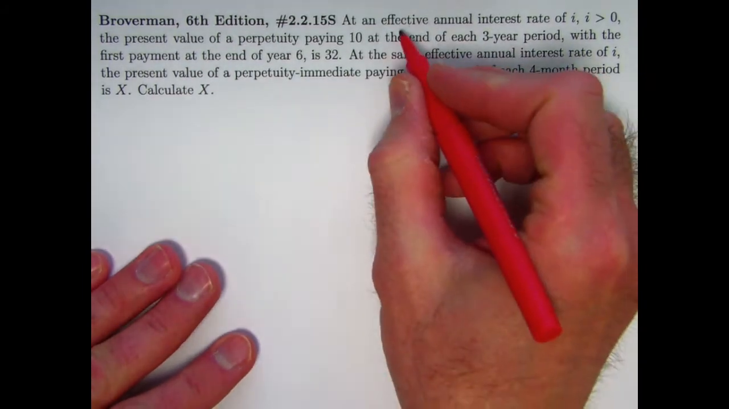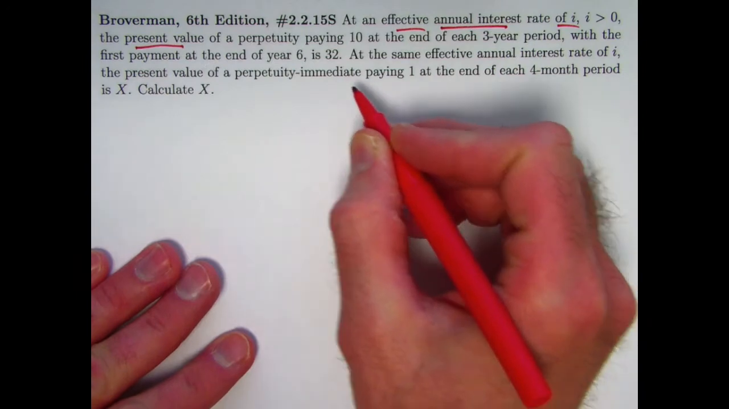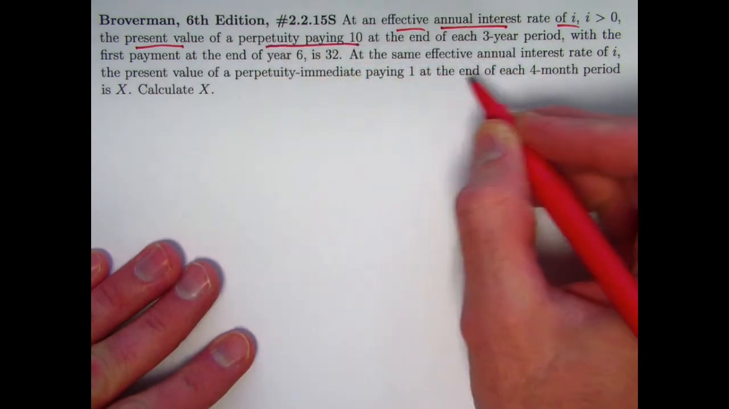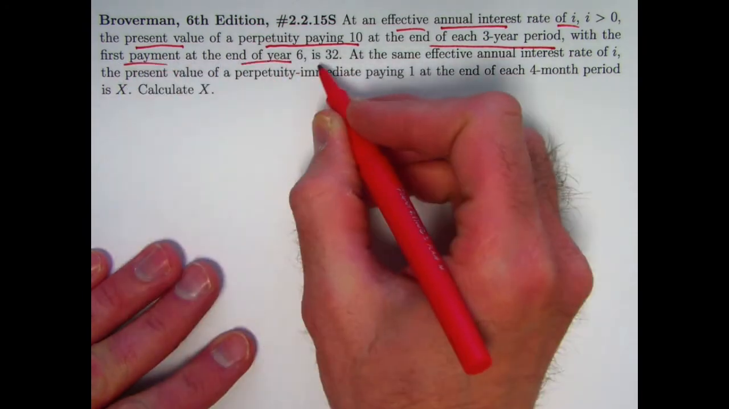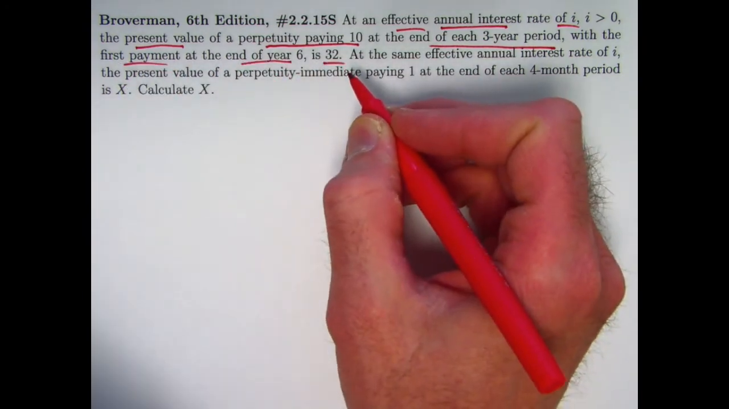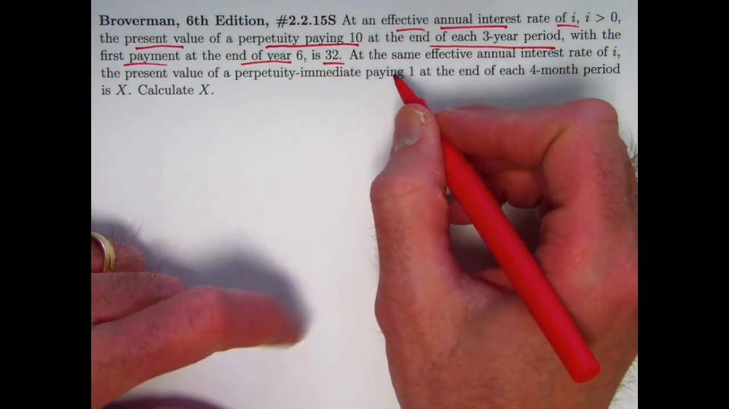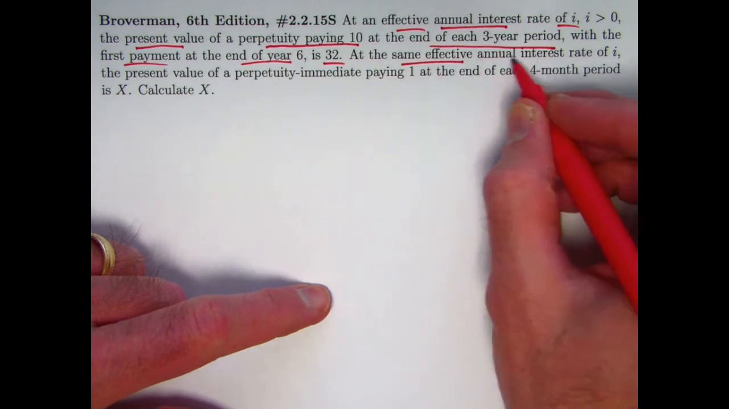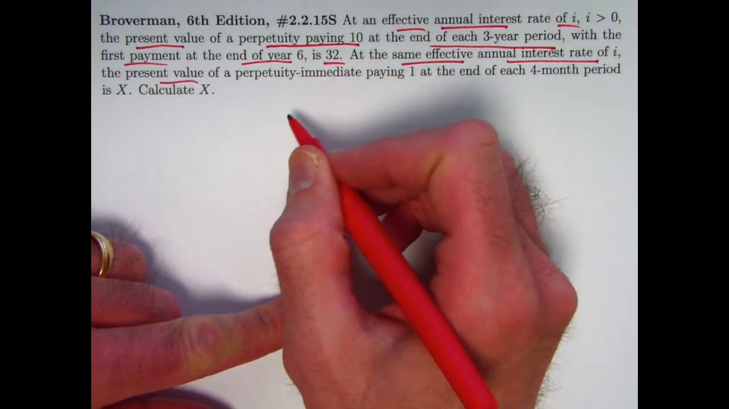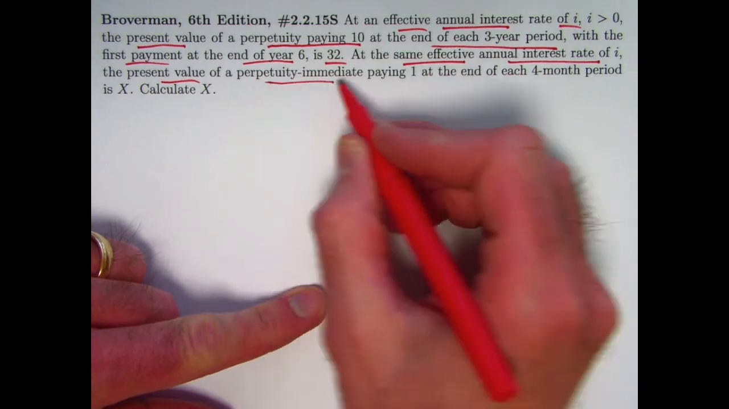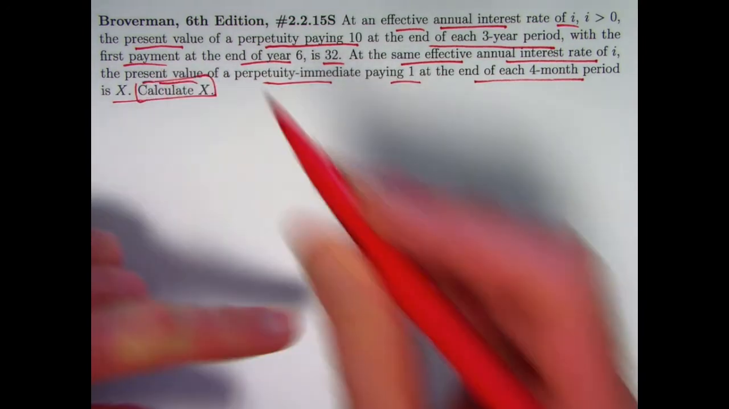All right, so at an effective annual interest rate I, the present value of the first perpetuity that pays 10 at the end of each 3-year period with the first payment at the end of year 6 is 32. So that's the first perpetuity immediate. The same effective annual interest rate is going for the second perpetuity immediate. The present value of this perpetuity immediate that pays 1 at the end of each 4-month period is x, and the goal of the problem is to calculate x.